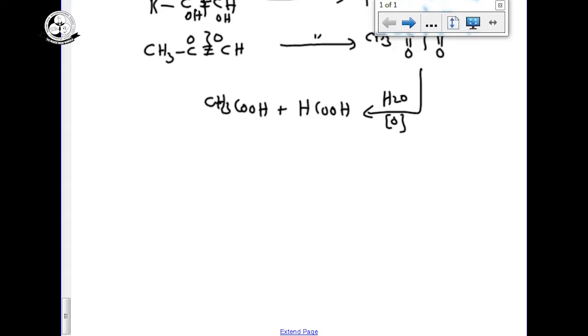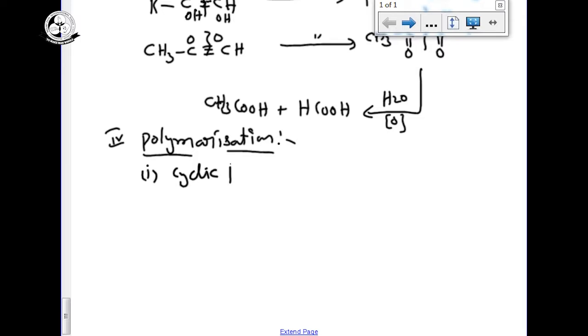Alkynes can undergo polymerization reactions. Fourth type, that is polymerization. There are different varieties of polymerizations. Acetylene can undergo polymerization to give different types of compounds under different conditions. First one, see the cyclic polymerization.